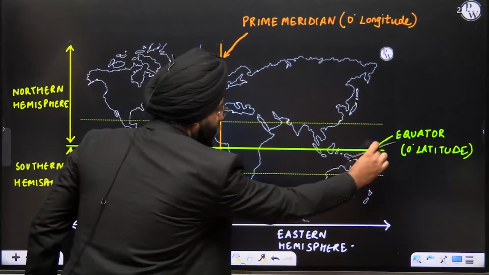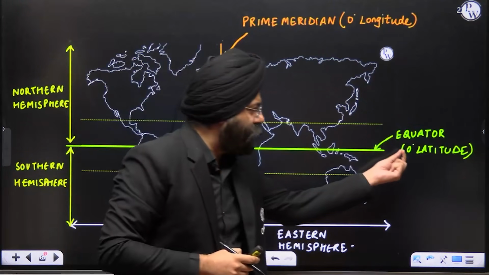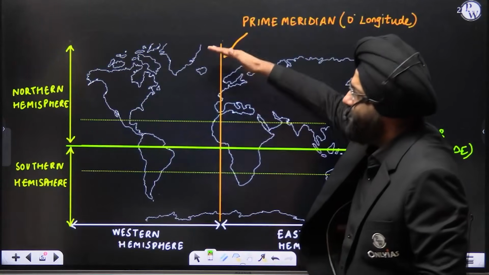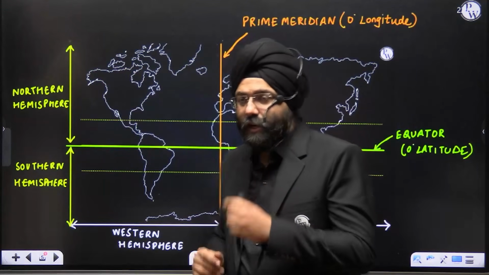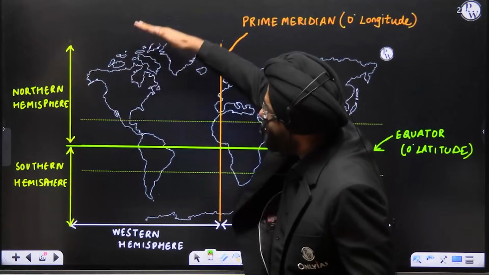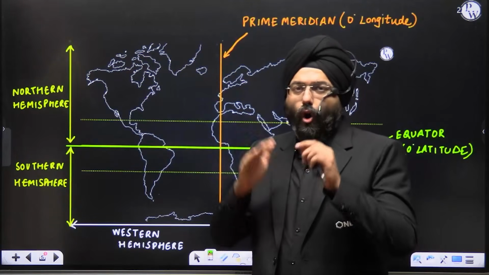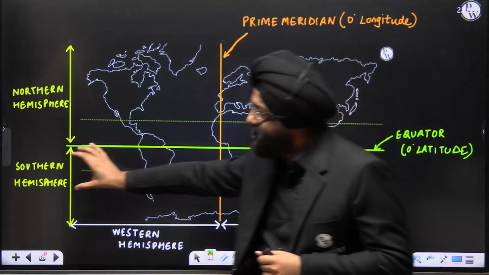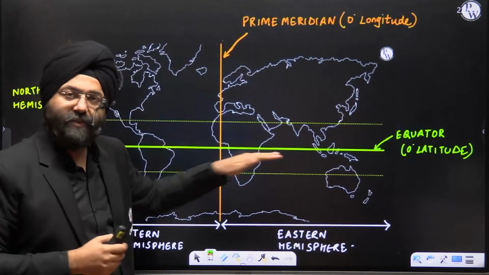Let's analyze this. If you see this particular line, this represents the equator. Now the equator, as you would be knowing, is the 0-degree latitude. All the parts which lie north of the equator can be considered a part of the northern hemisphere. Repeating again, all the parts that are above the equator can be considered as a part of the northern hemisphere. All the countries and parts that are below the equator can be considered as the southern hemisphere. So we can divide on the basis of the equator into northern and southern hemisphere.